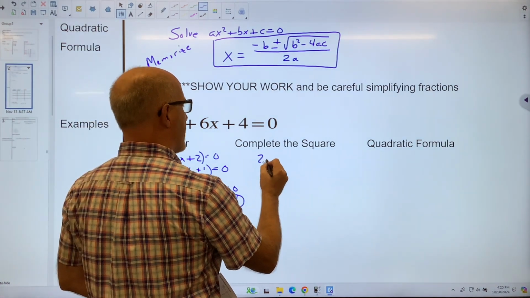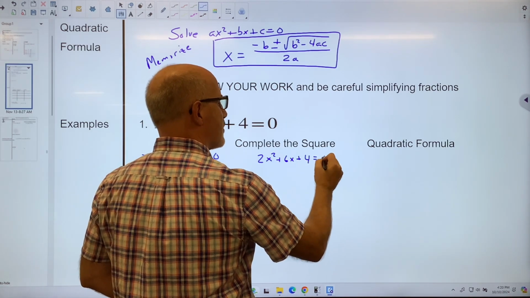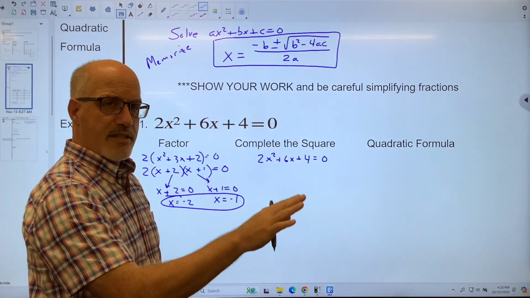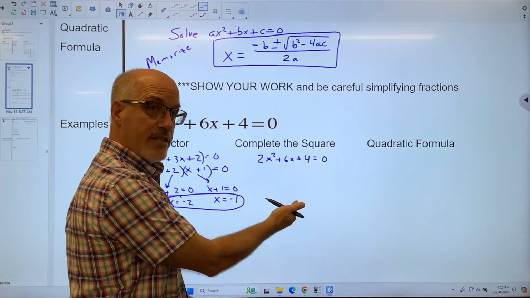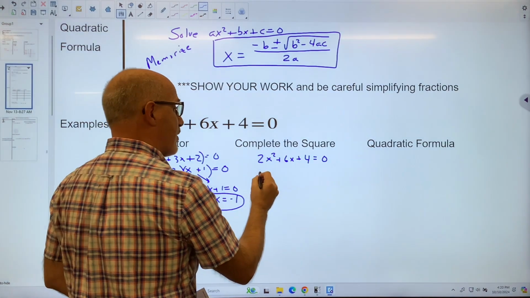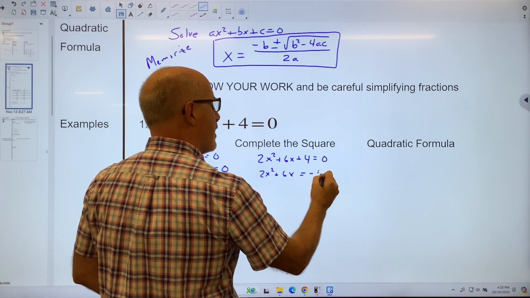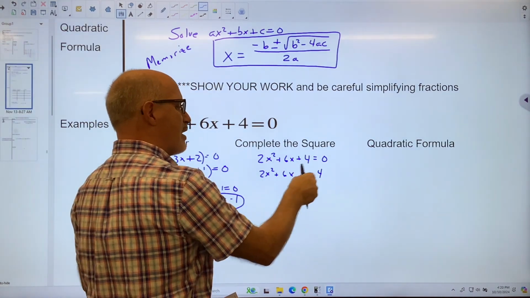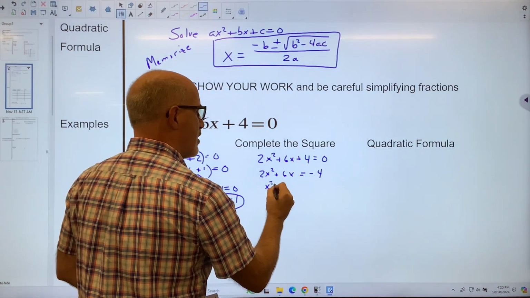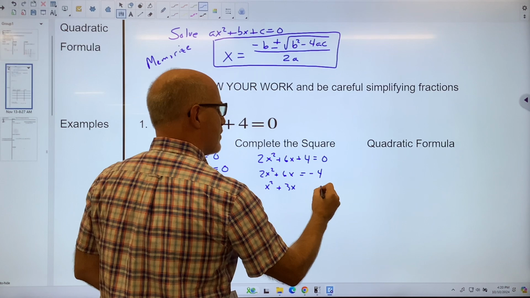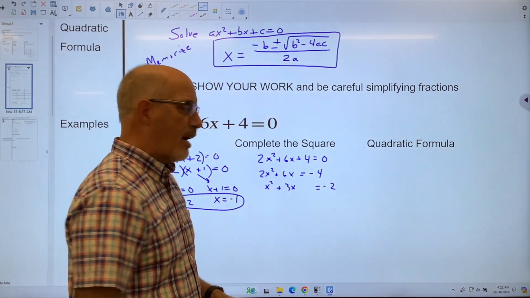So if I take this 2x squared plus 6x plus 4, and I want to solve it by completing the square, the first step is to get the constant on the other side and keep the x squared and the x term, the quadratic and the linear term, together. So we have 2x squared plus 6x equal to negative 4, and then you have to divide everything by the coefficient in front of the x squared. So you're going to have x squared plus 3x equal to negative 2. You divide everything by 2. Now we can complete the square.